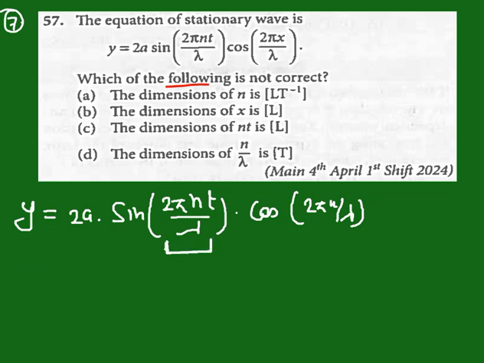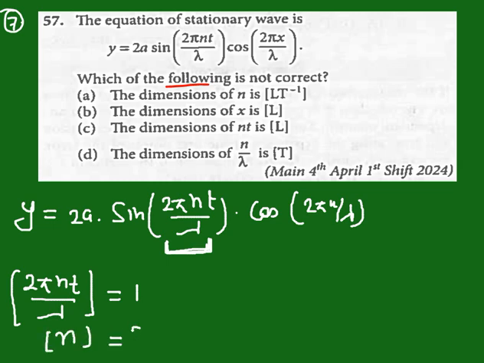So we know for sine theta or cos theta, or any trigonometric function, the theta is dimensionless. So if we take 2πnt/λ having dimension equal to 1, the dimension of n can be written as the dimension of λ upon t, because 2π is just a value. So the dimension is LT^-1. It means the first option is correct.